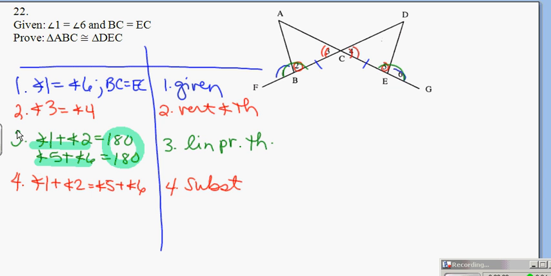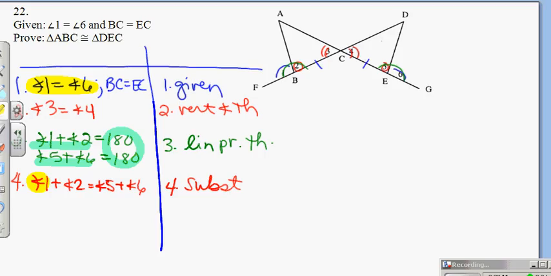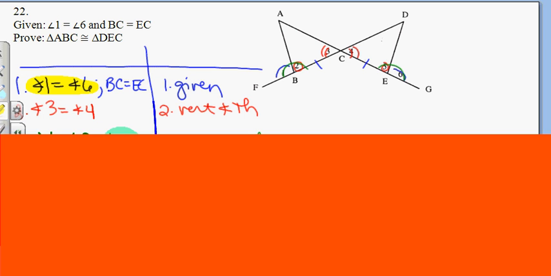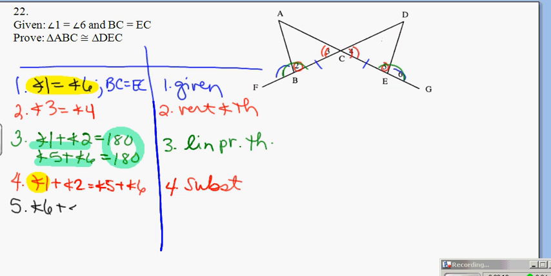Now earlier, and this is why we like to put our given into our list, I know that 1 and 6 are the same, so I'm going to replace that angle 1 with angle 6 by substitution. And what I've created at this point is I have an angle 6 on both sides, so I'm going to go ahead and subtract that.